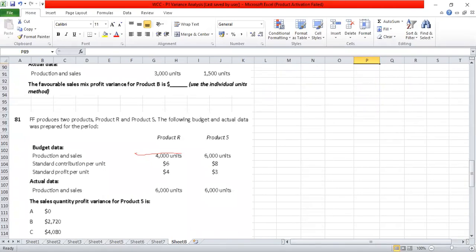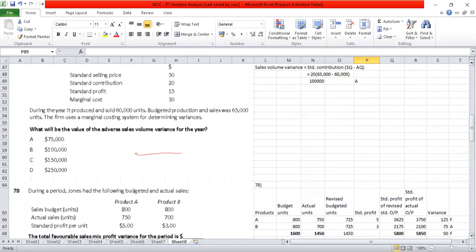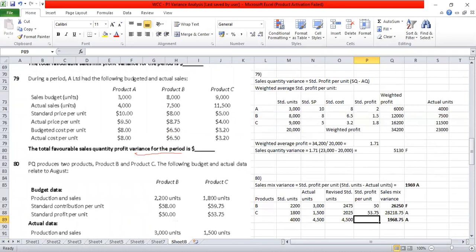Ma'am, for the sales mix, we have to consider the difference between the standard units and the budgeted units. It's like quantity variance, no, ma'am. What is the difference between the two? In a quantity variance, it is just one product. Mix is when there are multiple products, more than one product. So then we call it mix. If it is just one product, it is only the quantity variance.